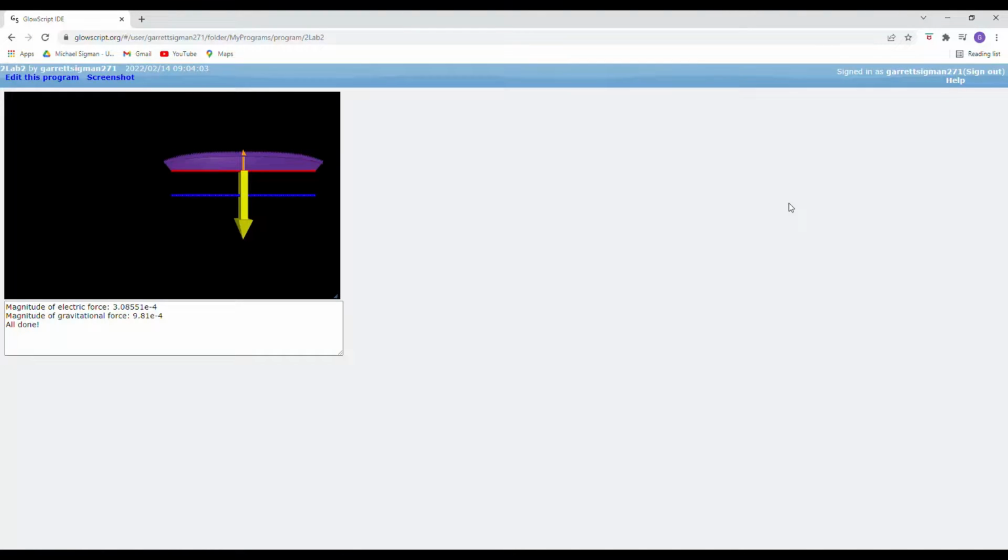When that code is run, you can see that there are the two tapes and they're each segmented into different sections. Then you have the gravity vector, the yellow arrow pointing down, and the electric force vector, the orange one pointing up. Each of the purple arrows is the electric force on that specific segment of the piece of tape, and they all add up to the orange vector.